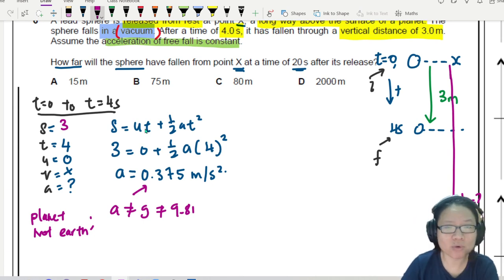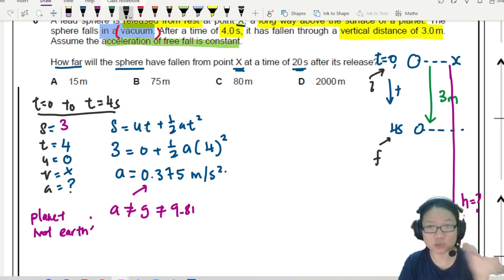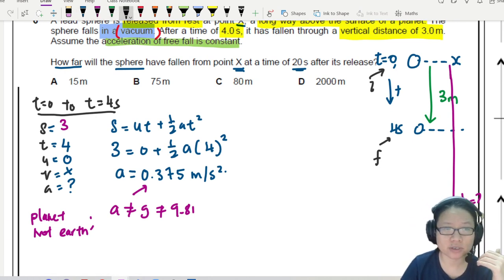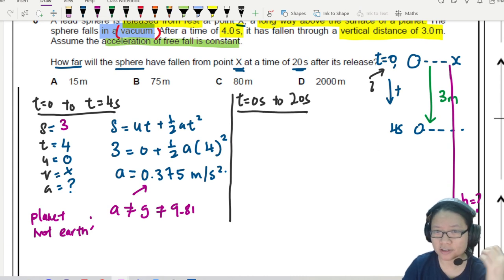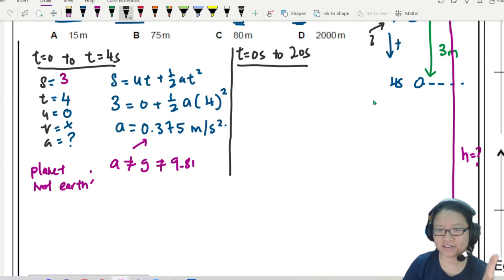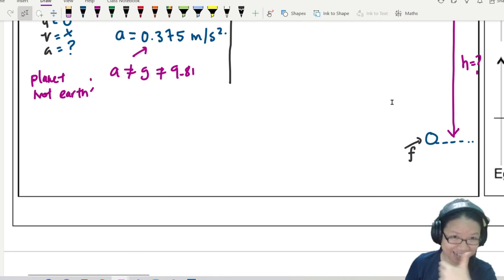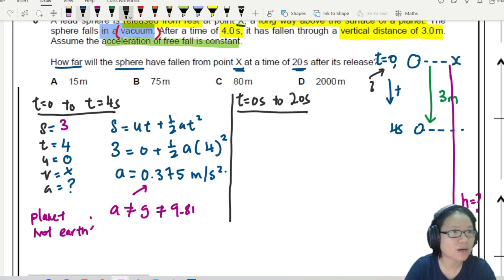Okay, so right now, I can extend my time frame from 0 to 4 seconds to 0 to 20 seconds. So this is an example of how you can use a different time frame to find what you need. So now I will use t equal to 0 seconds to 20 seconds. I'm going to move this final position here. Initial on top. Final is all the way down here. In order to do so, I'm going to STUVA all over again. Standard operating procedure. STUVA is your best friend.